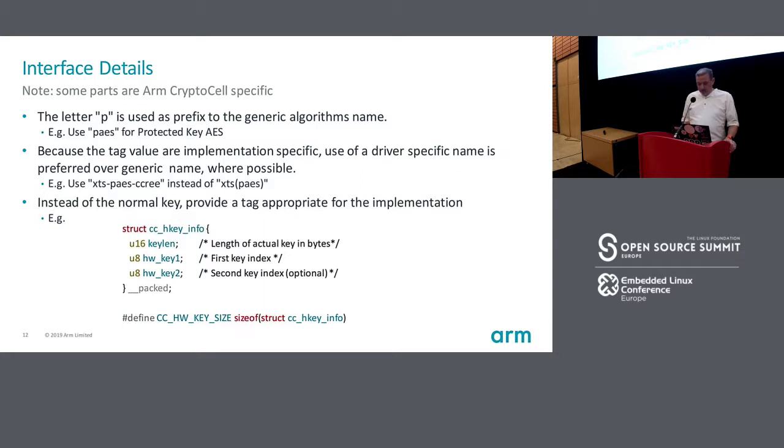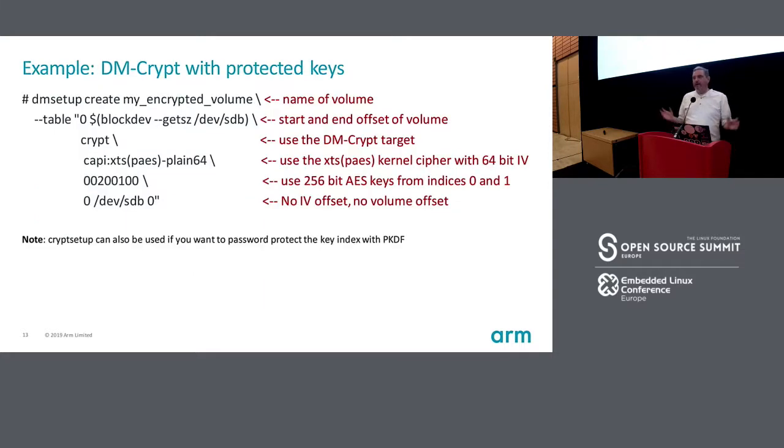Now, in the end, this is all nice, but we really want to use it with something, right? So I'm showing here a small example of how to make use of this feature if you have it on your system. And by now, you should realize that you can tell if you have it on your system by parsing /proc/crypto and seeing if you have PAES, for example, or PSM4 enabled. And this is an example of how to use dm-crypt to encrypt or protect a storage device with hardware keys.